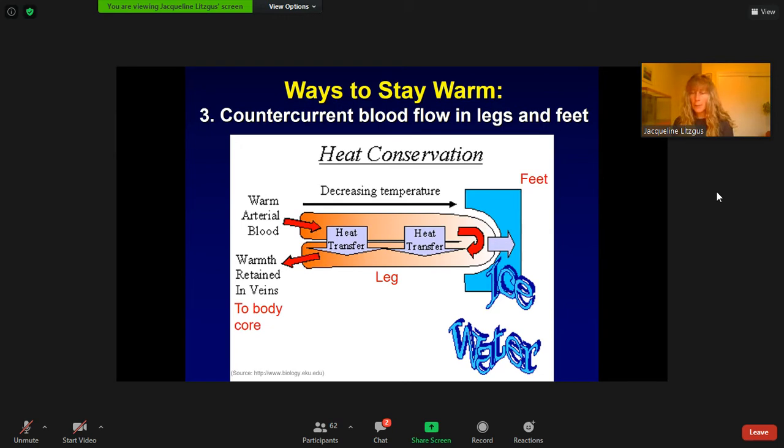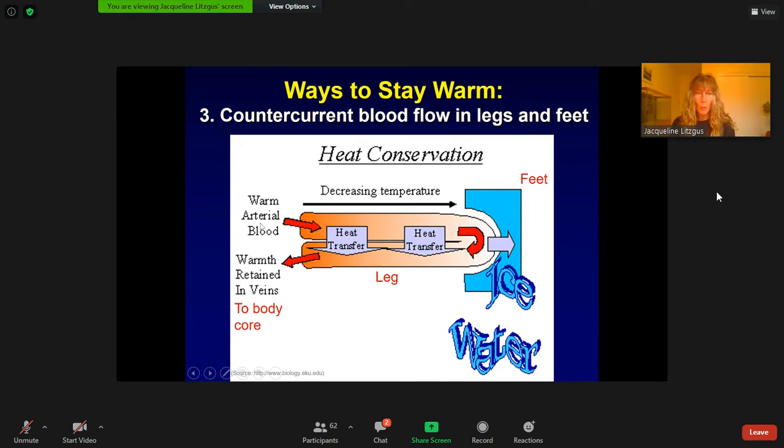So to avoid this kind of heat loss, birds use countercurrent blood flow, a countercurrent exchange of heat in the blood vessels of the legs. So the arteries and the veins that run through the legs are in really close proximity to each other. And what this means is that heat can be recaptured as it's moving. So you have the warm arterial blood. This is the core of the bird's body. The bird is lying down in this picture instead of standing up.